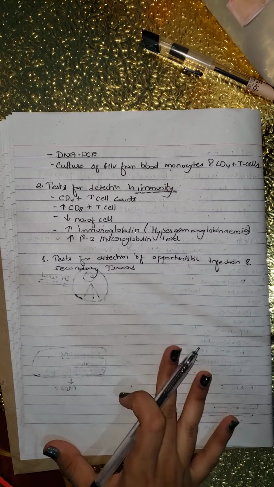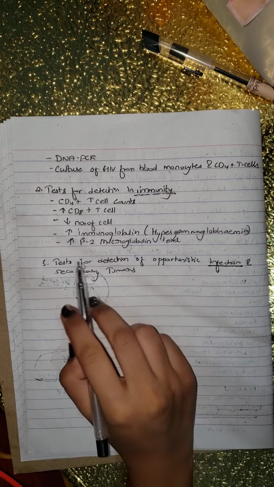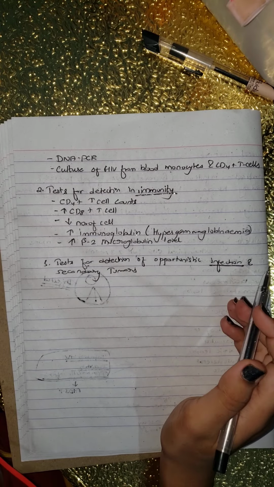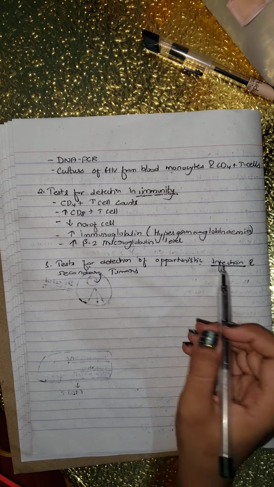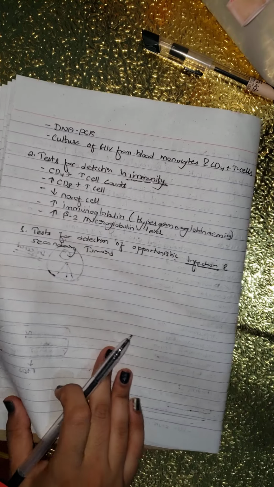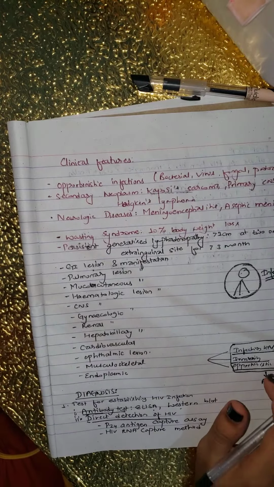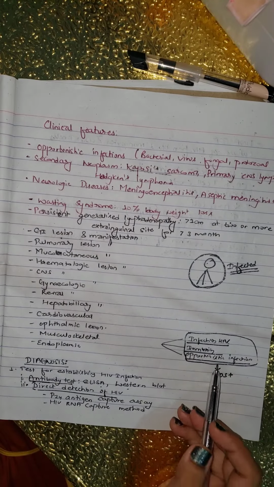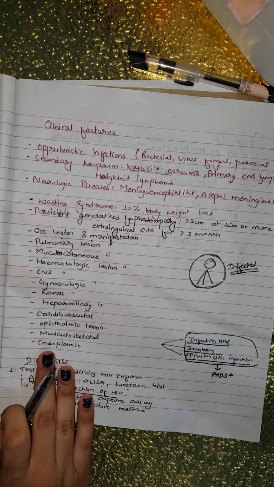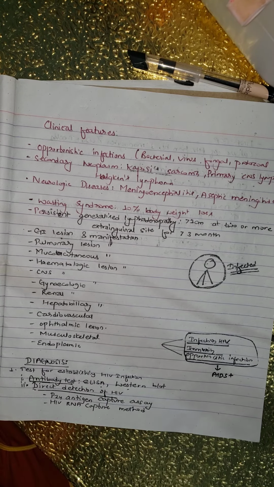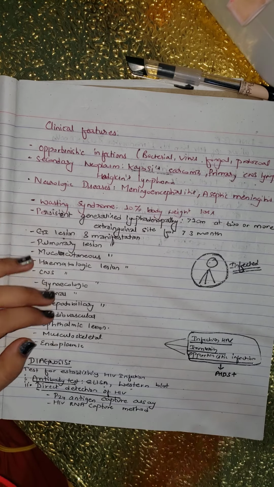So the next thing I said was we have to check for infection. There are lots of tests for detection of opportunistic infections, and also for secondary tumors. If these three things are checked and we find positive results, then we can easily say the patient is suffering from AIDS. So that's it for AIDS. It is a very easy topic and also very important to learn. Okay, thank you.